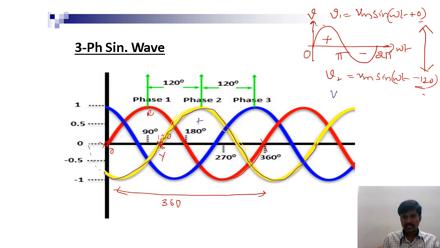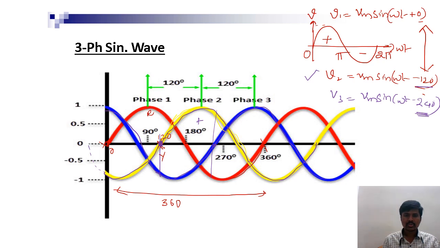So next expression is V3. V3 is equals to Vm sine of omega t minus 240 degrees. So minus 240 degrees means the second voltage source is started at 120 degrees at this point, and the other voltage source is going to start at 240 degrees. That means this is the point where the other voltage source is going to start. Now from this point the blue color wave is going to start, so it is also going to make 120 degrees. Let us complete the cycle left side as well as right side.